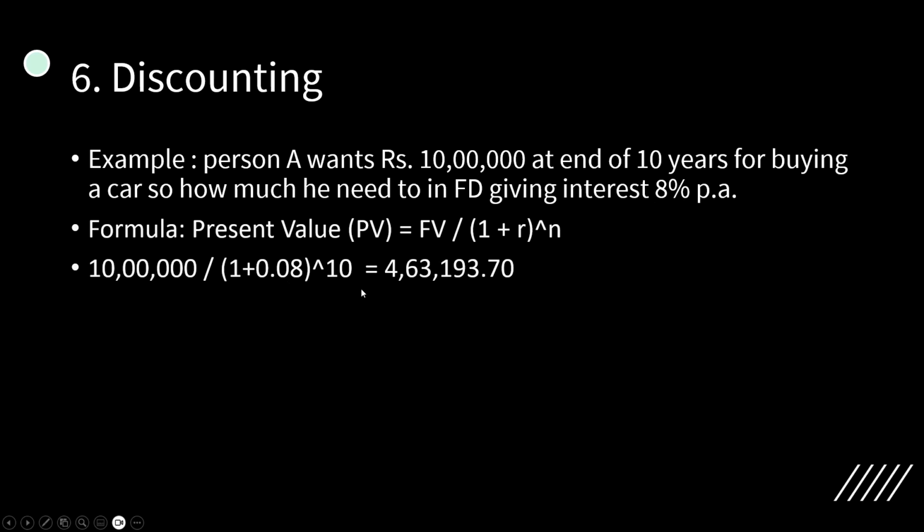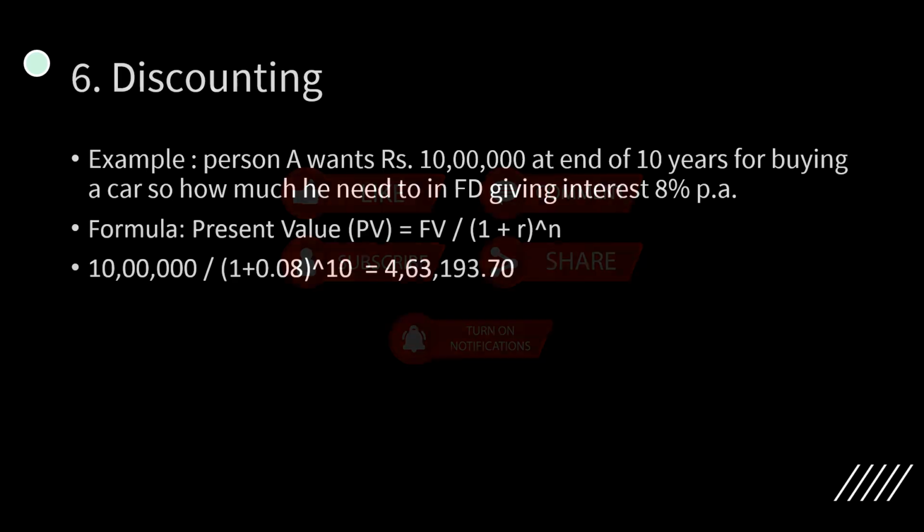If you calculate it, the answer comes to 4,63,193 rupees. So after calculating, we come to know that if a person needs 10 lakhs at the end of the 10 years, he needs to invest 4 lakhs 63,193 rupees in the bank fixed deposit, which gives 8% interest per year. So here the discounting phenomenon is used in order to calculate the present value for the future cash flow that we want in the future.